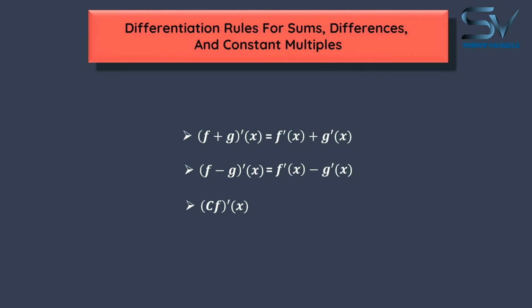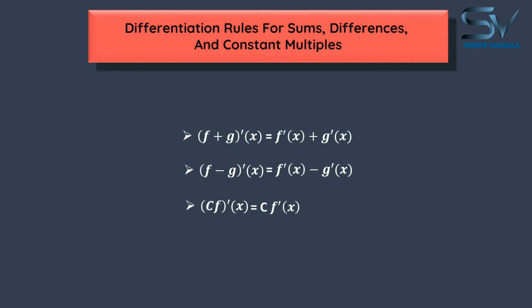Third rule, if a constant number is multiplied by a function, its derivative is equal to the constant multiplied by the function's derivative. You are probably wondering what happens when two functions divide. There is a separate rule for that. We will look at that separately, okay?